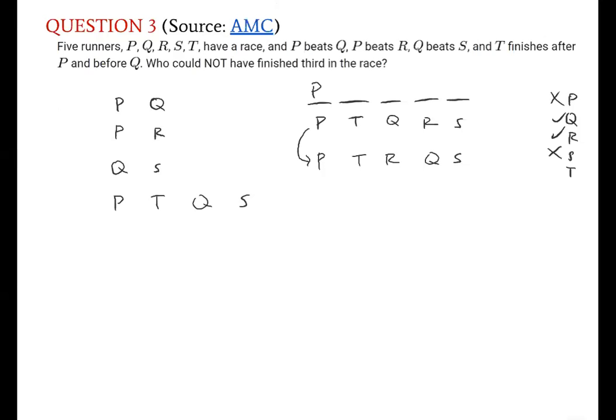And then for T, yeah, T can also be third. We can put R in front of T, and then this case will satisfy all of these. So we can see that P and S are the only letters or runners who cannot finish third.